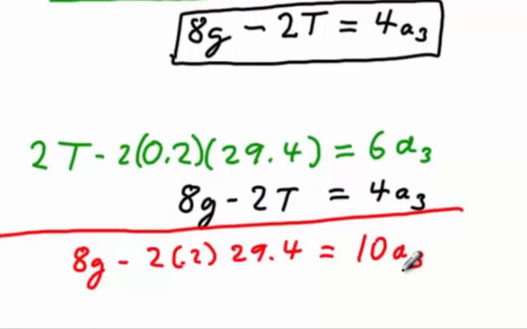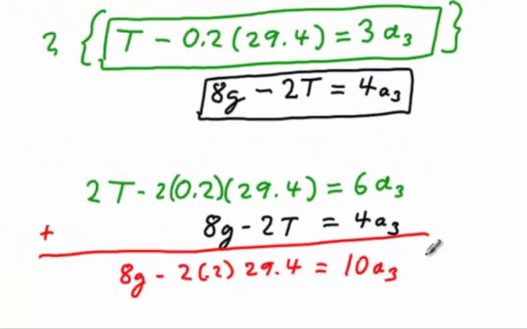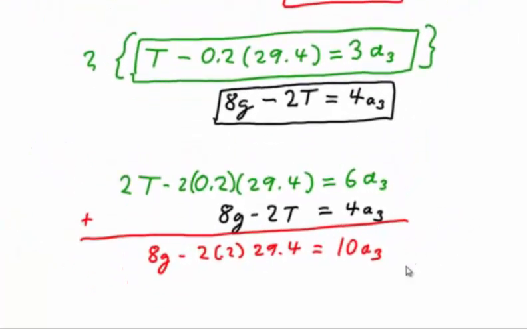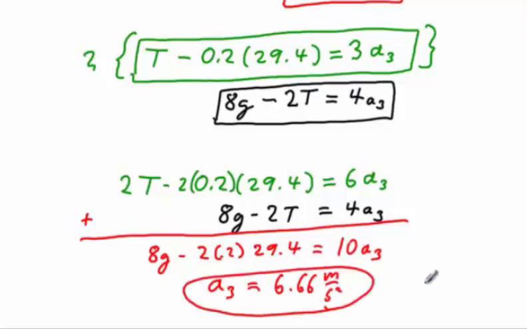8g minus twice 0.2 times 29.4 is 10 a3. This can easily be solved to yield the answer: A3 is 6.66 meters per second squared. Call it an evil problem if you like.